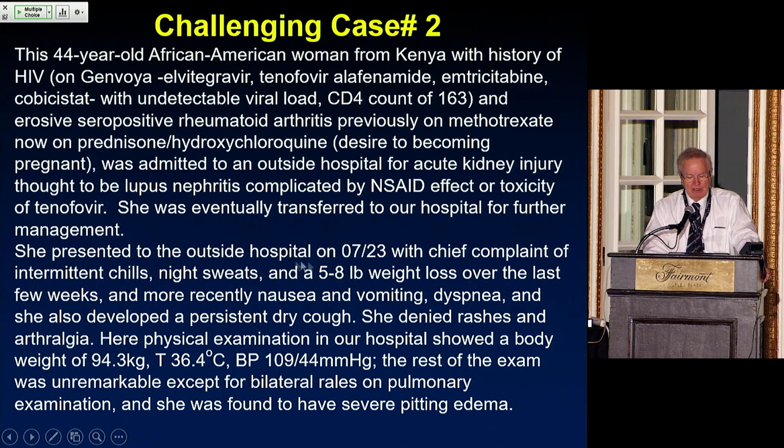She presented to the outside hospital on July 23 with chief complaint of intermittent chills, night sweats, and 5 to 8 pound weight loss over the last few weeks, and more recently nausea and vomiting, dyspnea, and she also developed persistent dry cough. She denied rashes and arthralgia. Her physical examination showed a body weight of 94.3 kilogram, temperature 36, blood pressure 109/44, and the rest of the exam was unremarkable except for bilateral rales on pulmonary examination. She was found to have severe pitting edema.